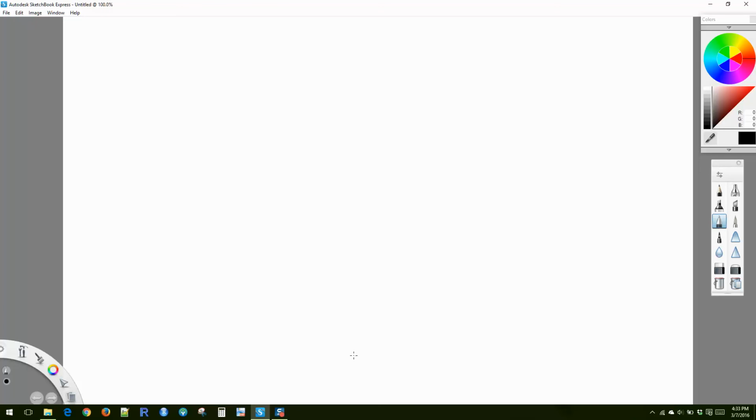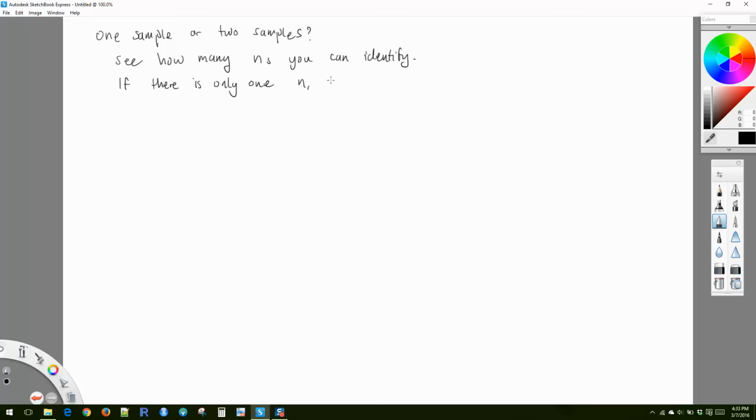And then, one sample or two. This is pretty clear, but sometimes it's not. One sample or two samples. See how many n's you can identify. If there's only one n, you only have one sample. And if you can identify two n's, then you've got two samples. That seems obvious, but sometimes problems can be written a little bit tricky. It might seem like there's two samples, but there's really only one.